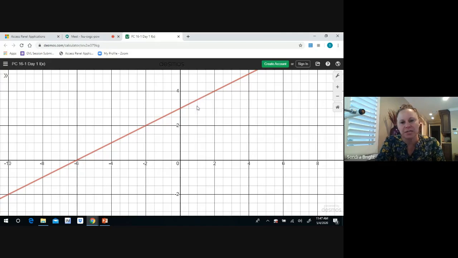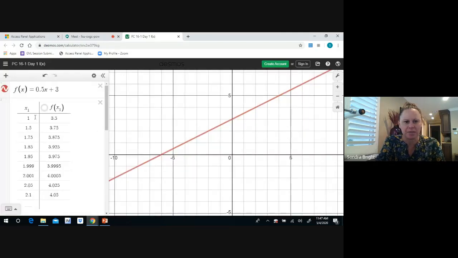And so what I want to look at is, as you get closer and closer to a certain x value, what are your y values? So I'm looking at this table. When x is 1, then your y value is 3.5. And when it's 1.5, then your y value is 3.75. And when x is 1.75, it's 3.875. And we're getting closer and closer, 1.85, 1.95, you're getting 3.975. And 1.999 gives you 3.9995.